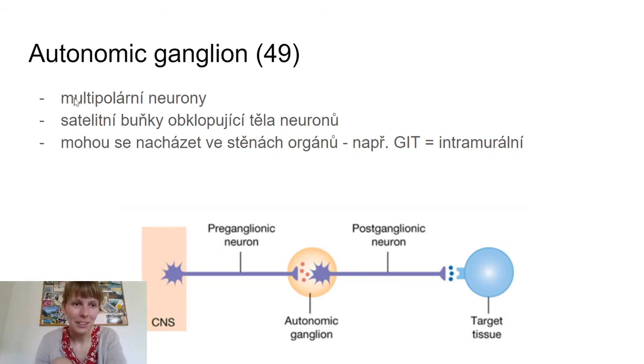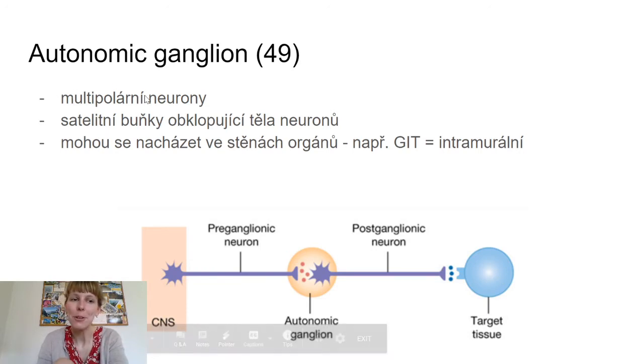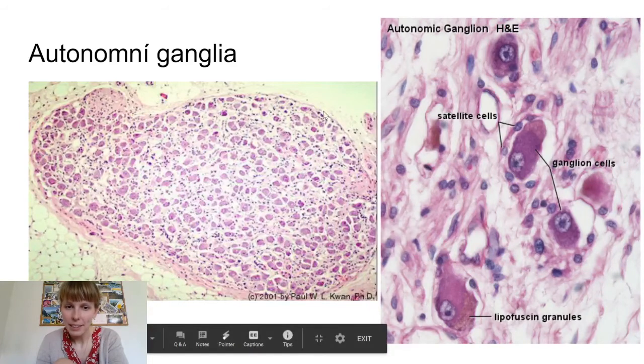the better version. So autonomic ganglion will be this group of neurons that are sitting in the periphery, and they are reached by axons from the central nervous system, and they produce an axon which is reaching the target tissues, and they are multipolar cells, multipolar neurons sitting in the ganglion. Yeah, so autonomic ganglion slide.